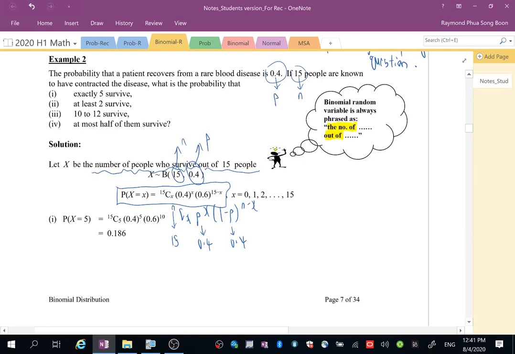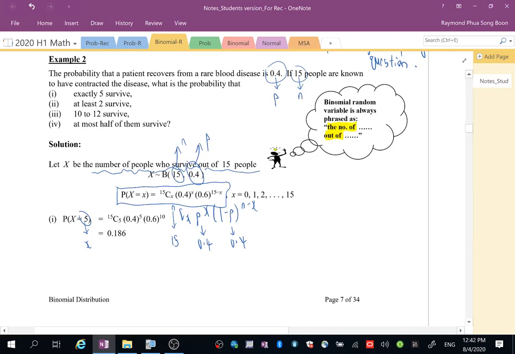So part 1, the probability exactly 5 patients survive. That means probability X = 5. So in this case, your small x in this formula will take on 5. You just replace all the small x by 5, and you'll be able to use your GC to calculate the probability, which is 0.186.